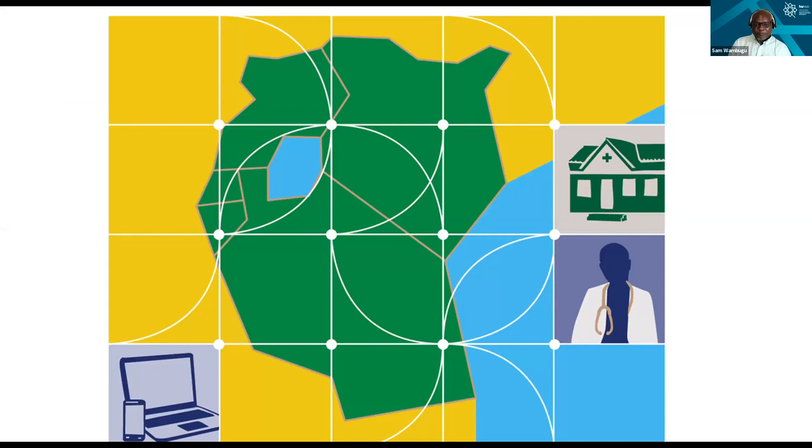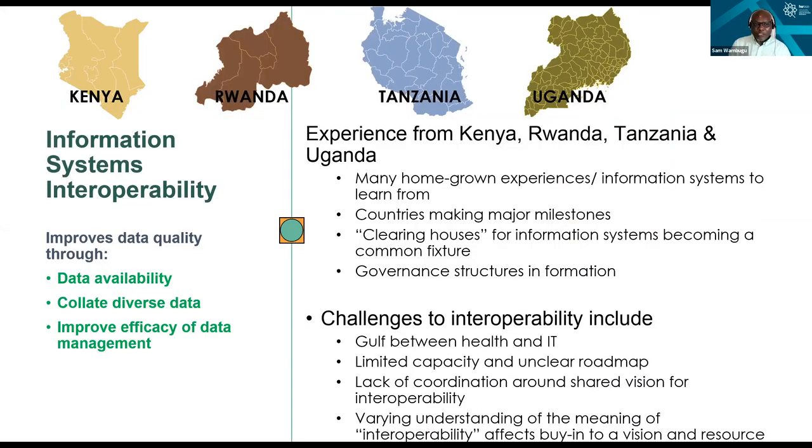So here I'll be talking about information systems interoperability. Why is it important to the topic of data quality? It is because information systems interoperability brings information systems together and makes more data available for decision makers. And we know that one of the elements of data quality is data availability. We did this landscape assessment to see where these 4 Eastern African countries are in terms of their progress towards making their information systems interoperable.